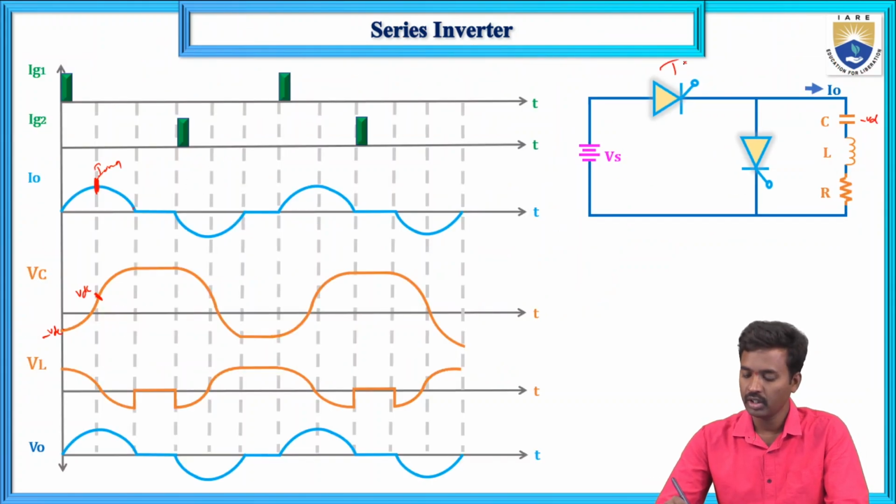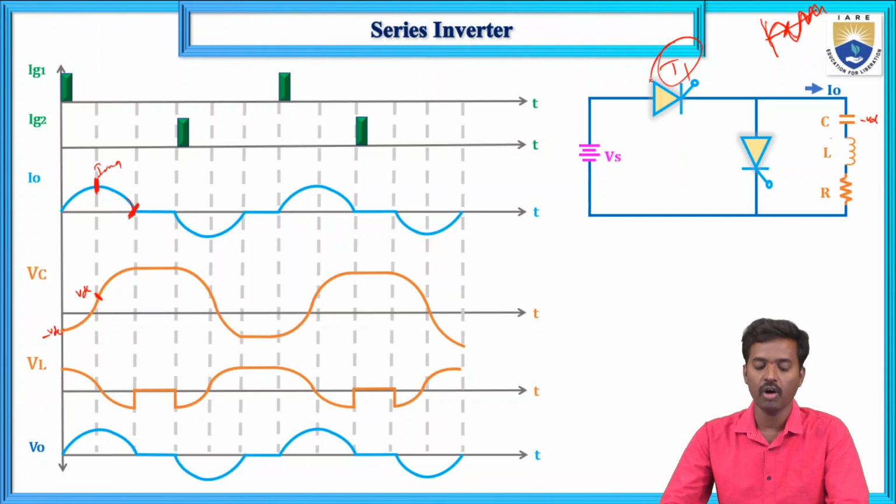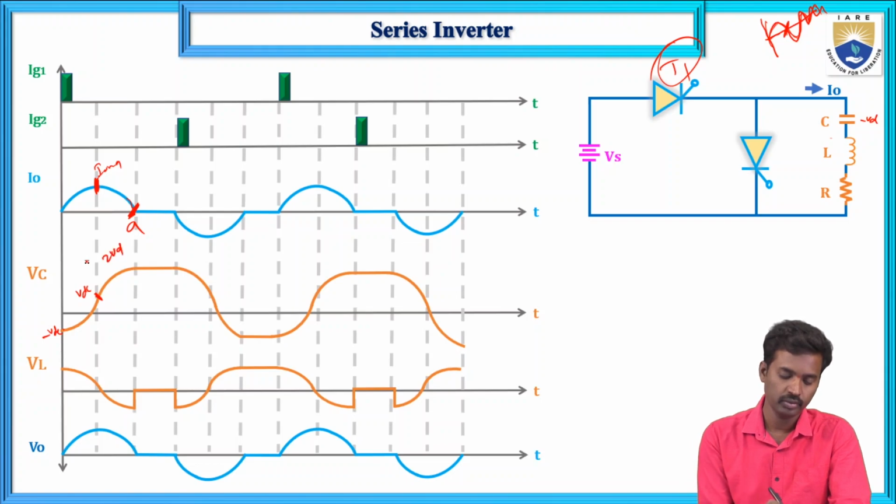T1 is turned on, as we have already discussed previously. Now the load current increases, and the capacitor stores the energy in the form of an electrostatic field. This current is underdamped. In the underdamped case, the output current is like this. When it comes to 0, T1 will be turned off. This is point A. This is 2 VDC or VS.